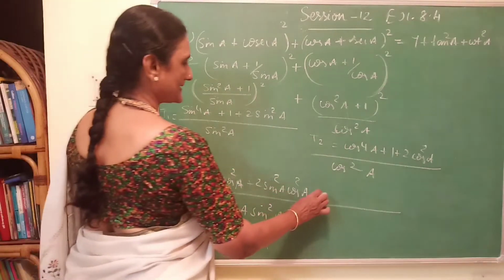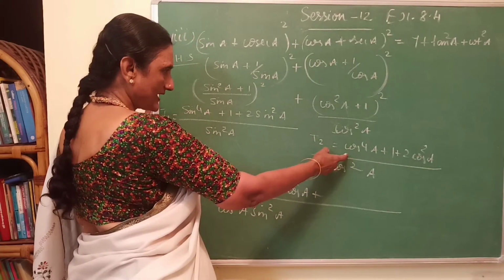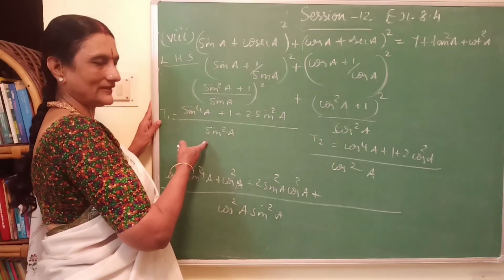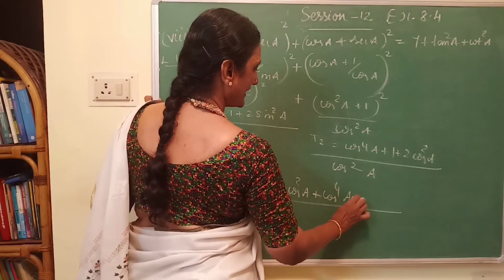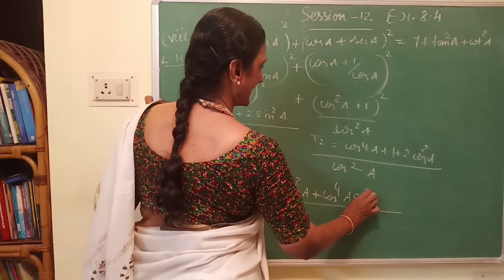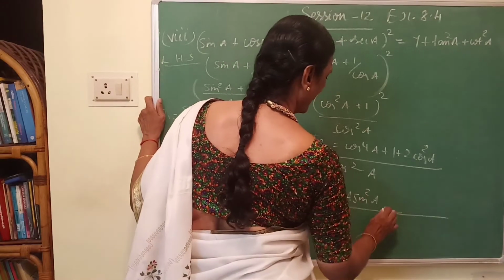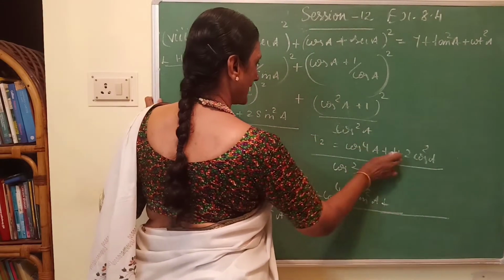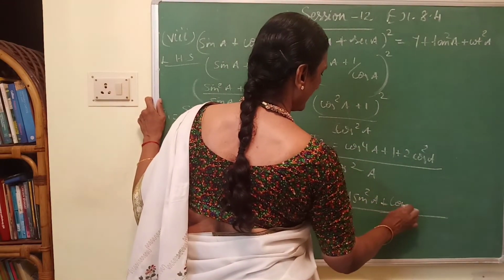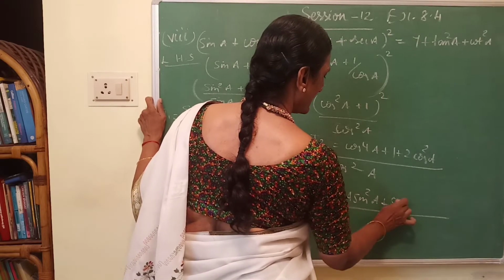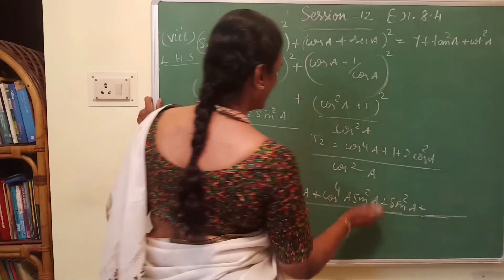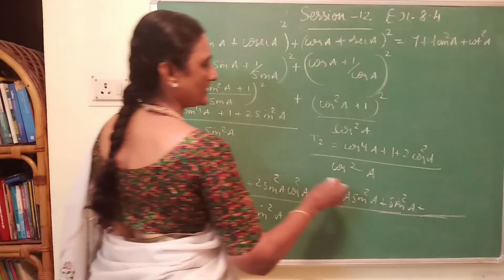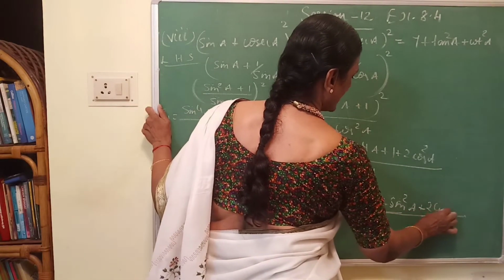Now plus, this cos raised to 4A is multiplied with sin square A, so I have got cos raised to 4A into sin square A. Now plus sin square A into 1 gives you sin square A, and then plus 2 cos square A into sin square A.